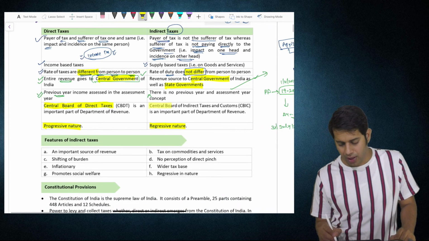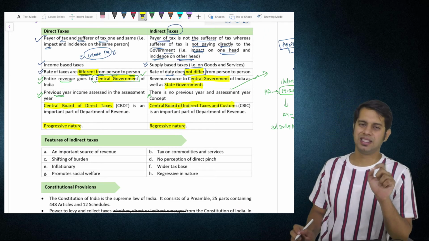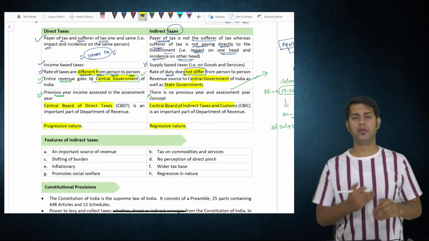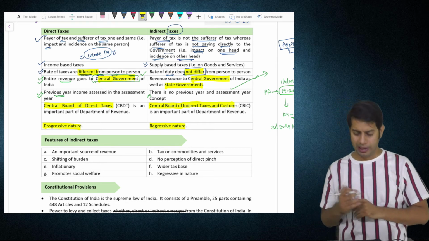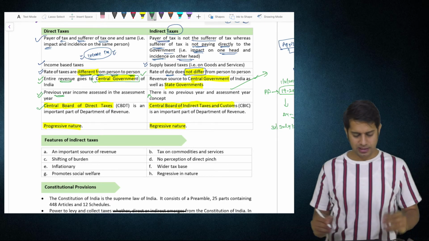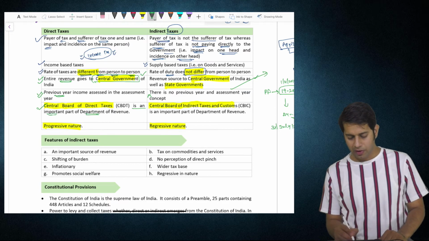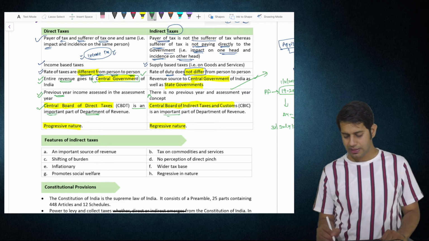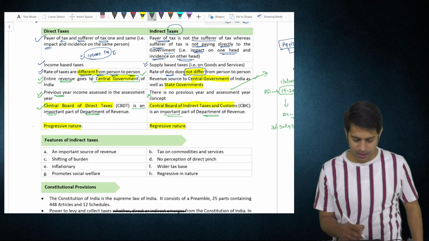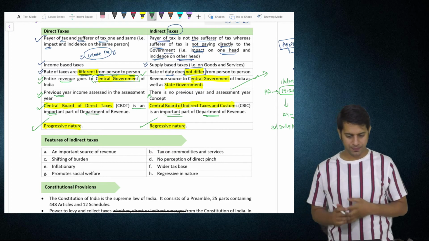Similarly, for indirect taxes, the board is CBIC, Central Board of Indirect Taxes and Customs. That is the board which is going to make the law with regard to indirect taxes. So for direct taxes, CBDT is an important part of the Department of Revenue. In case of indirect taxes, it is CBIC, Central Board of Indirect Taxes and Customs. And one is progressive in nature, the other is regressive in nature.